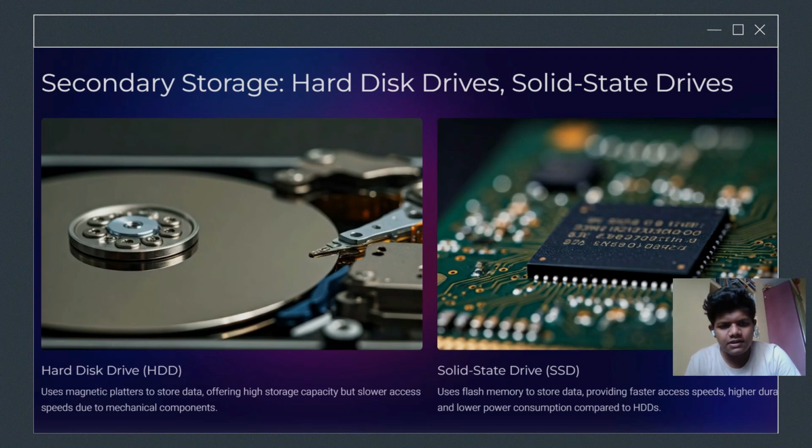Secondary storage devices, HDD and SSD. HDD stands for hard disk drive. It uses magnetic platters to store the data, offering a high storage capacity but slower access speeds due to mechanical components. Then SSD. SSD stands for solid state drive. It uses flash memory to store the data, providing a faster access speed, high durability, and lower power consumption compared to HDDs.